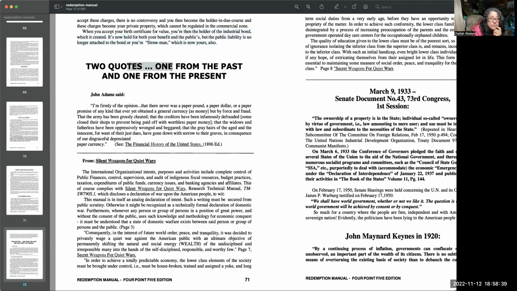Two quotes, one from the past and one from the present. John Adams said, "I'm firmly of the opinion that there never was a paper pound, a paper dollar, or paper promise of any kind that ever yet obtained a general currency as money, but by force and fraud." Whoa! Wow!